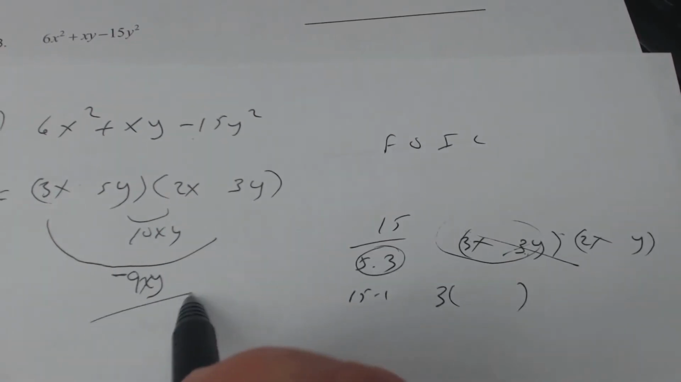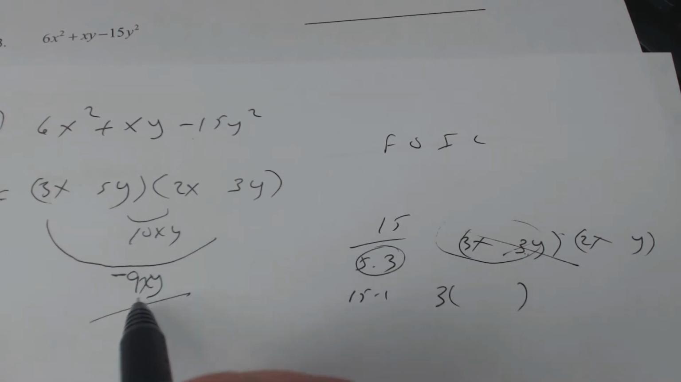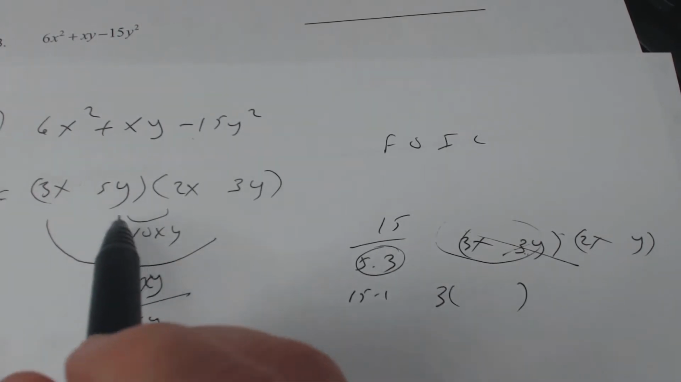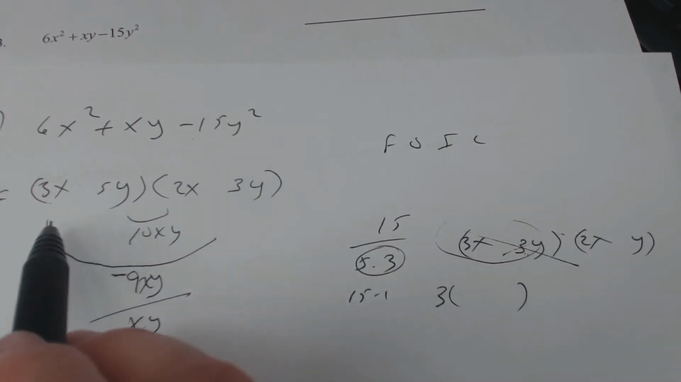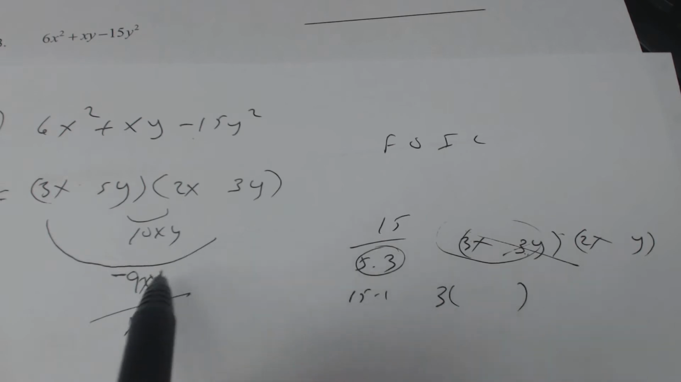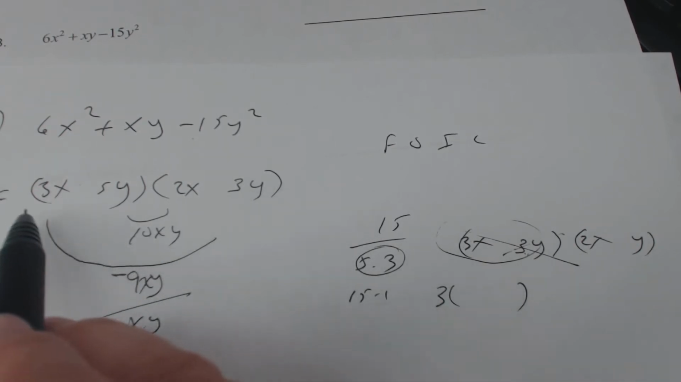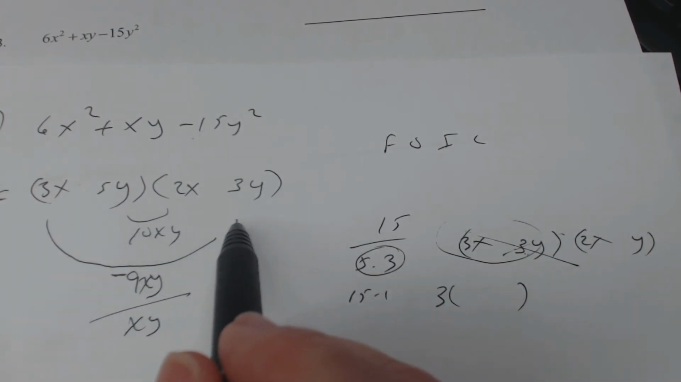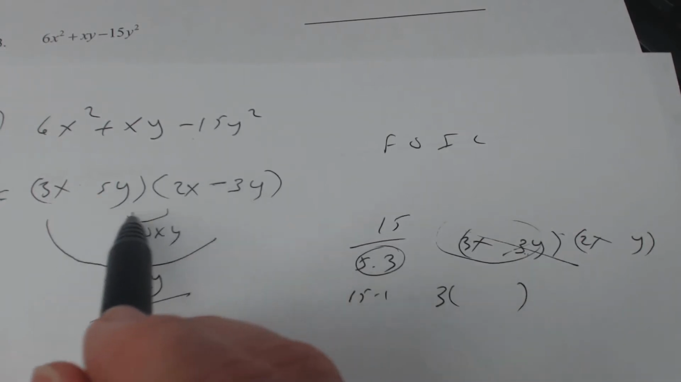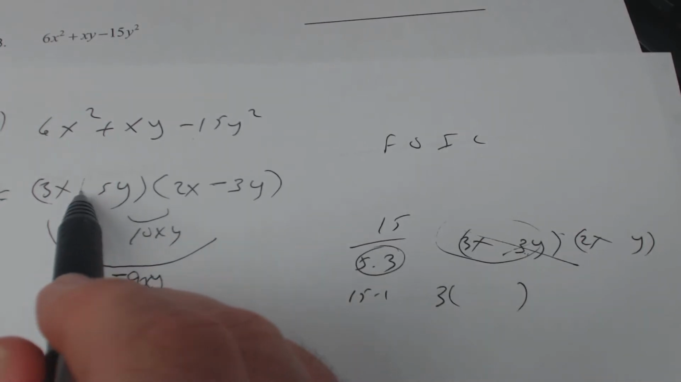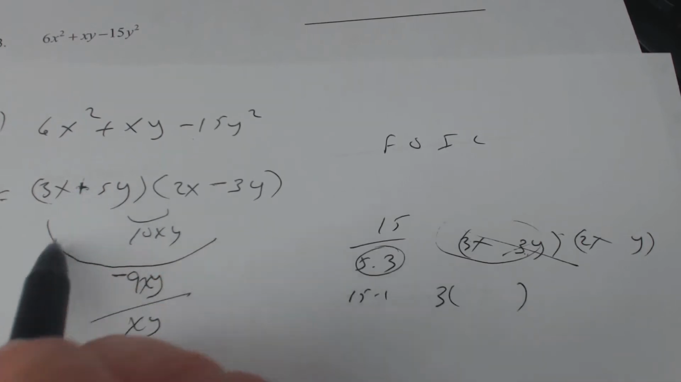All right, and when I add them up, a positive 10xy and a negative 9xy is a positive xy, and that's what you wanted. So these terms are in the correct order. I just got to put the signs in the correct place. So if I want the outer to be negative, that means this has to be negative. If I want the inner to be positive, that means this has to be the positive, so the plus symbol.